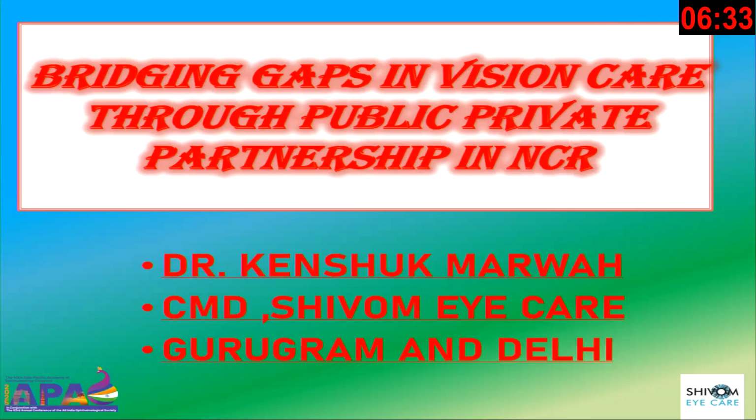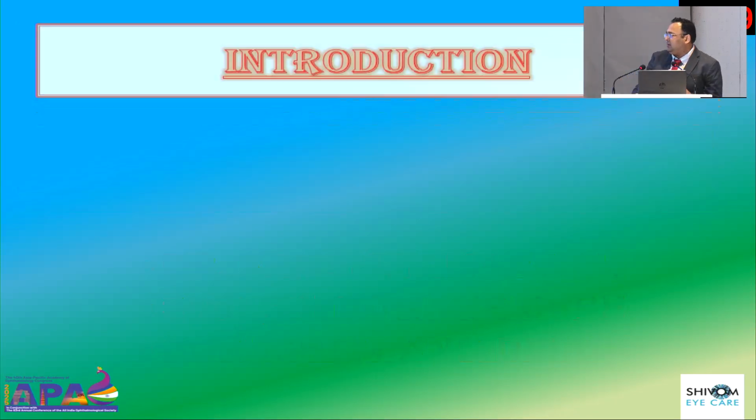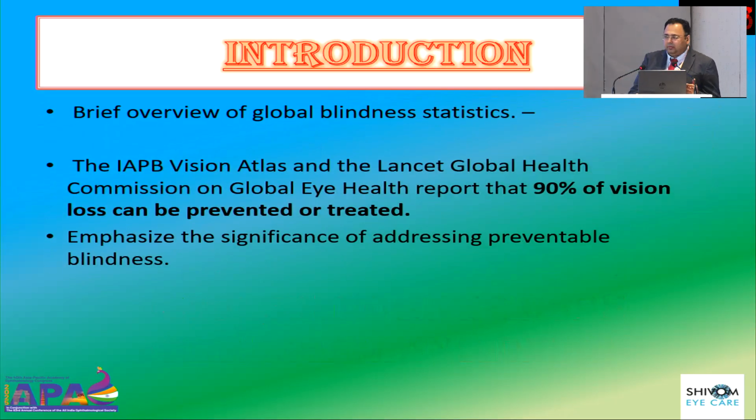So, bridging gaps in vision care through public-private partnership in the NCR region. I am practicing in Delhi, Gurgaon, Noida and Faridabad regions. These are basically the near-capital regions, and it is mostly the urban population that we are catering to. There are a lot of hospitals, but still people miss out on healthcare. About the global blindness statistics, the IAPB Vision Atlas and the Lancet Global Health say that 90% of vision loss can be prevented or treated.